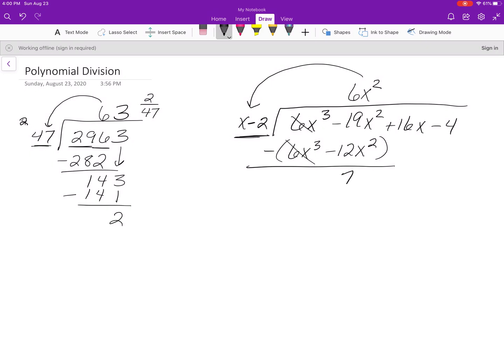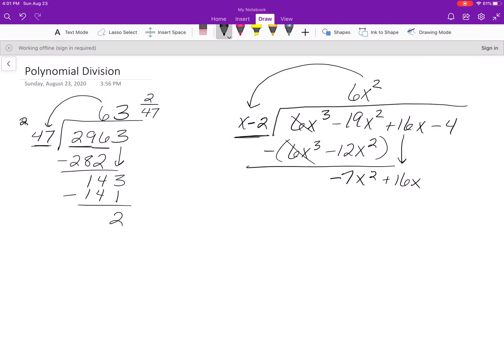So that would be negative 7x squared. Sorry, my pen stopped. Let me pause here. Let me make sure I did that right. Negative 19 minus negative 12 is actually plus 12. So that's going to be negative 7x squared. Okay, now I bring down the next term instead of the next digit, and I begin the process again.